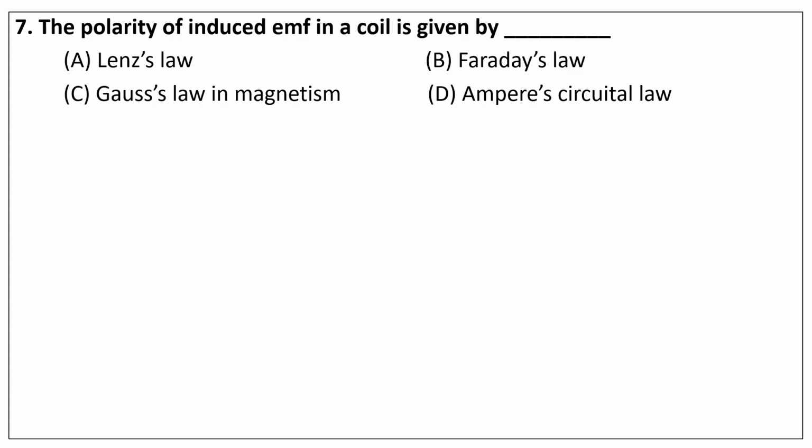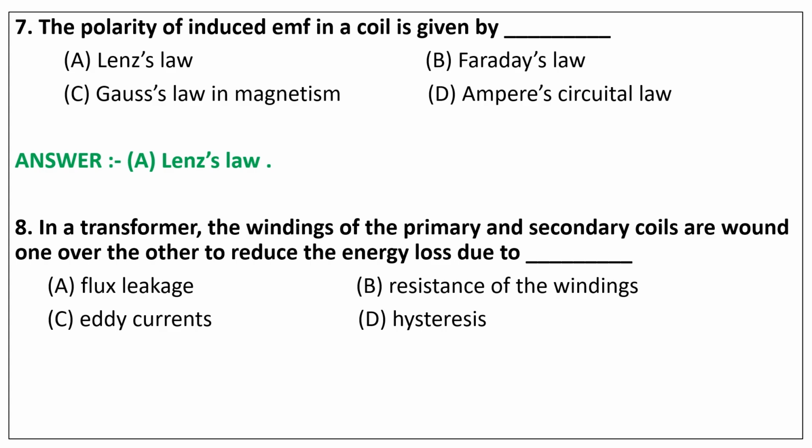7. The polarity of induced EMF in a coil is given by A. Lenz's law, B. Faraday's law, C. Gauss's law in magnetism, D. Ampere's circuital law. Answer. A. Lenz's law. 8. In a transformer, the windings of the primary and secondary coils are wound one over the other to reduce the energy loss due to A. Flux leakage, B. Resistance of the windings, C. Eddy currents, D. Hysteresis.